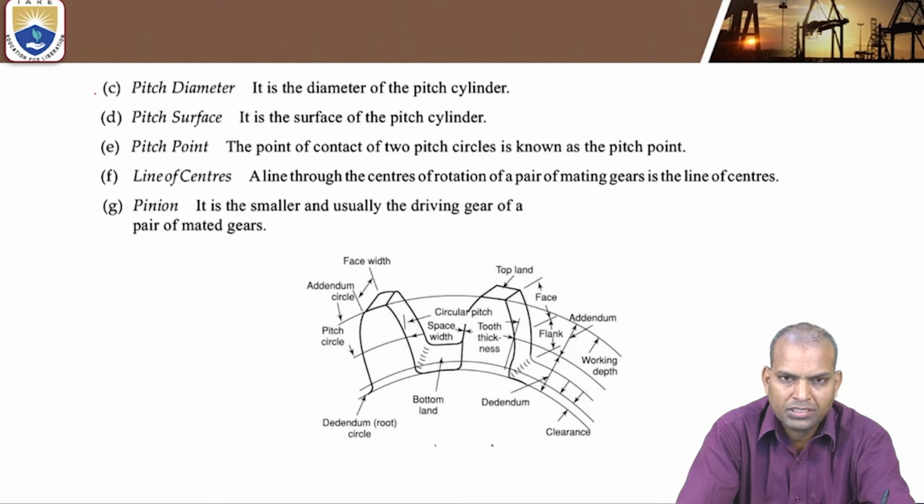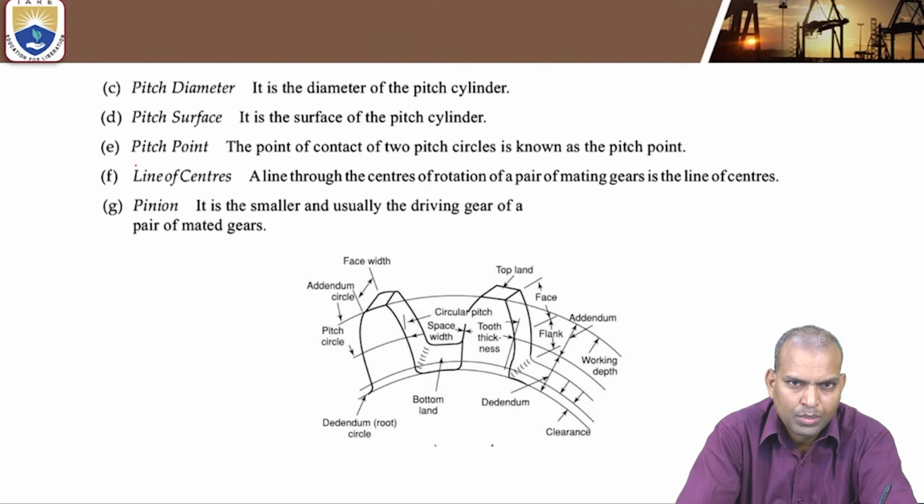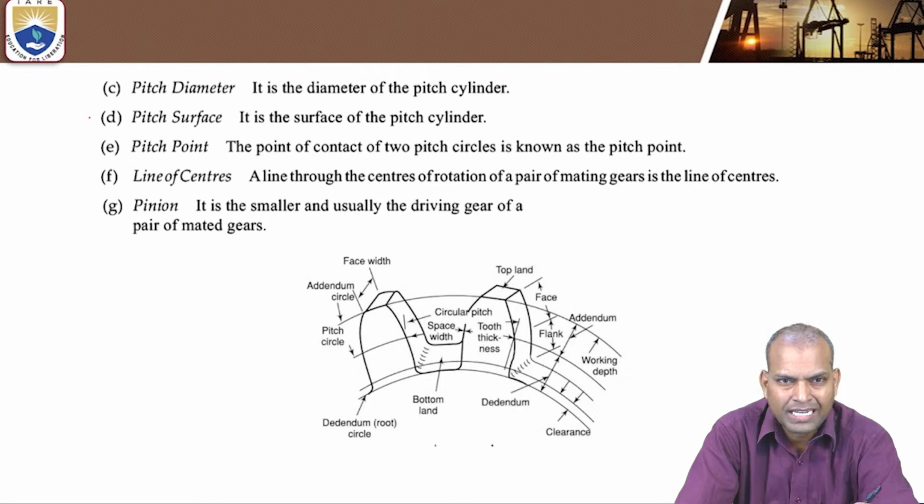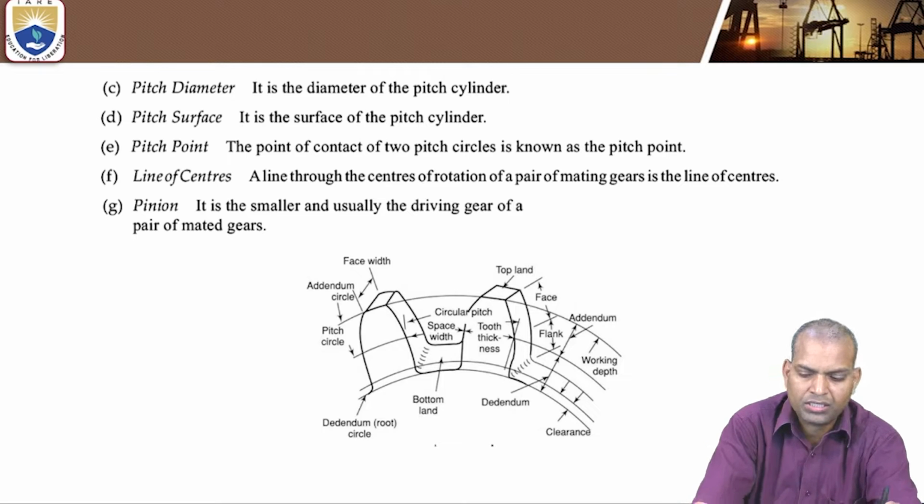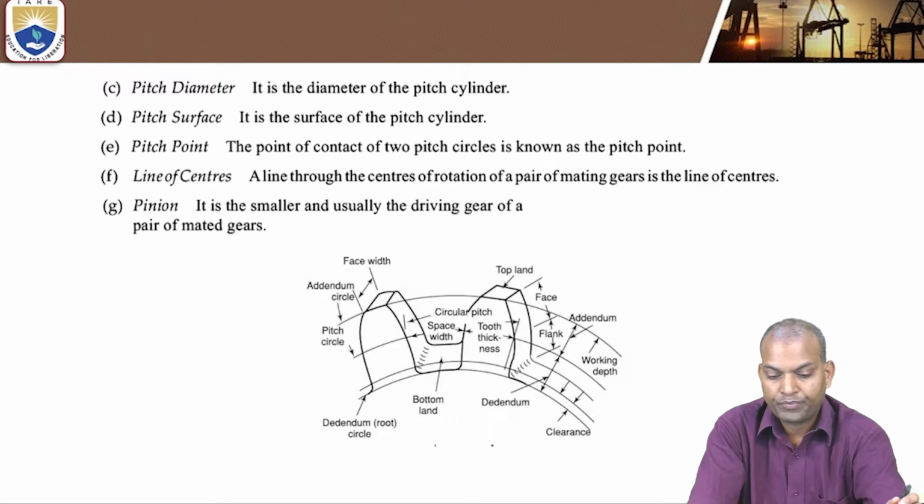Pitch diameter is the diameter of the pitch cylinder. Pitch surface is the surface of the pitch circle or pitch cylinder. Pitch point means the contact of two pitch circles. The contact of two pitch circles is known as the pitch point.